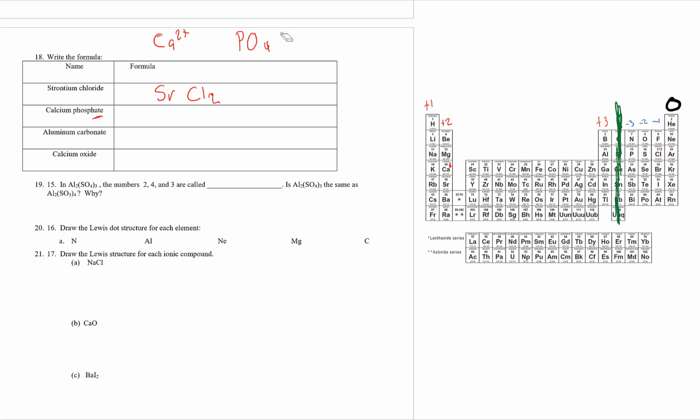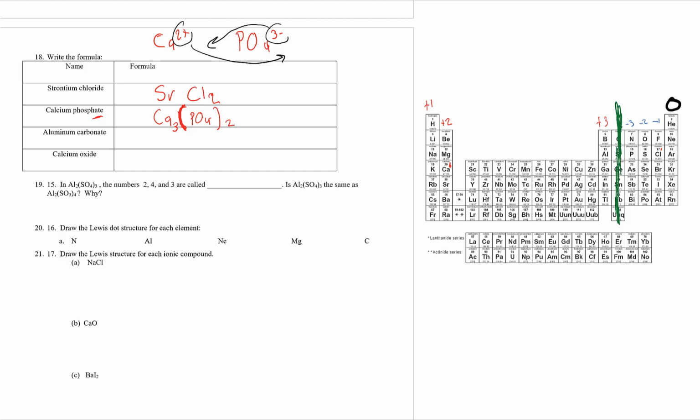3-, my bad, 3-. So I'm going to do swap and drop. 2 is going to go right here, 3 is going to go right there, and you're going to end up with Ca with the 3 from the phosphate, so Ca3, and then whenever we do polyatomics, we put them in parentheses normally. This PO4, I have 2 of them.